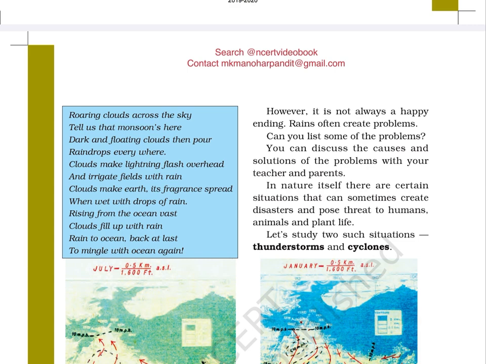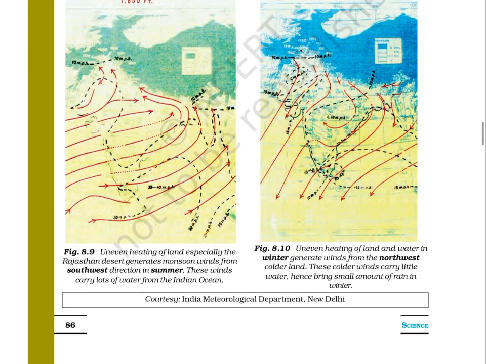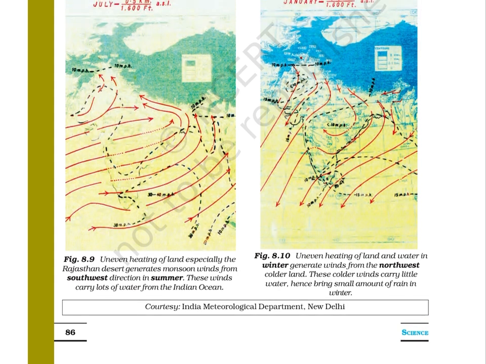Figure 8.9. Uneven heating of land, especially the Rajasthan desert, generates monsoon winds from southwest direction in summer. These winds carry lots of water from the Indian Ocean. Figure 8.10. Uneven heating of land and water in winter generate winds from the northwest colder land. These colder winds carry little water, hence bring small amount of rain in winter. Courtesy India Meteorological Department, New Delhi.